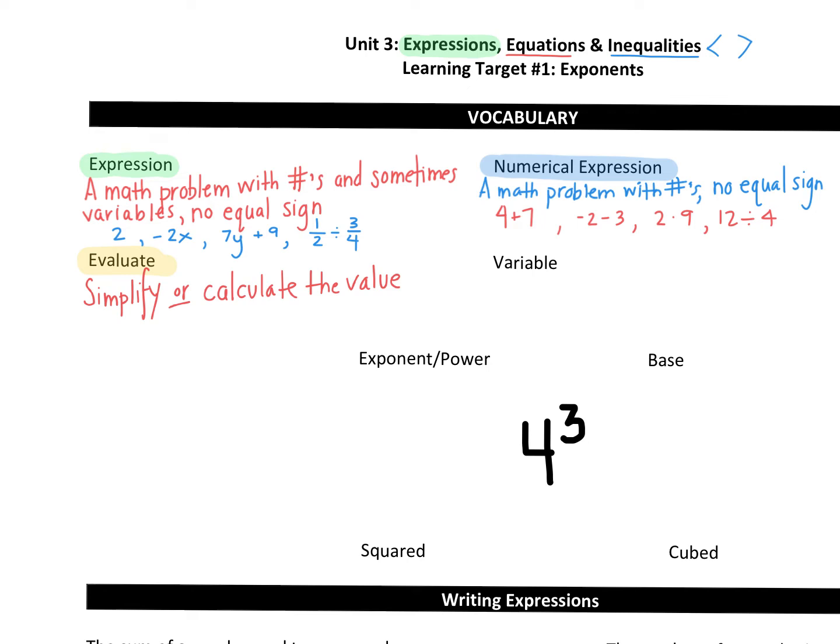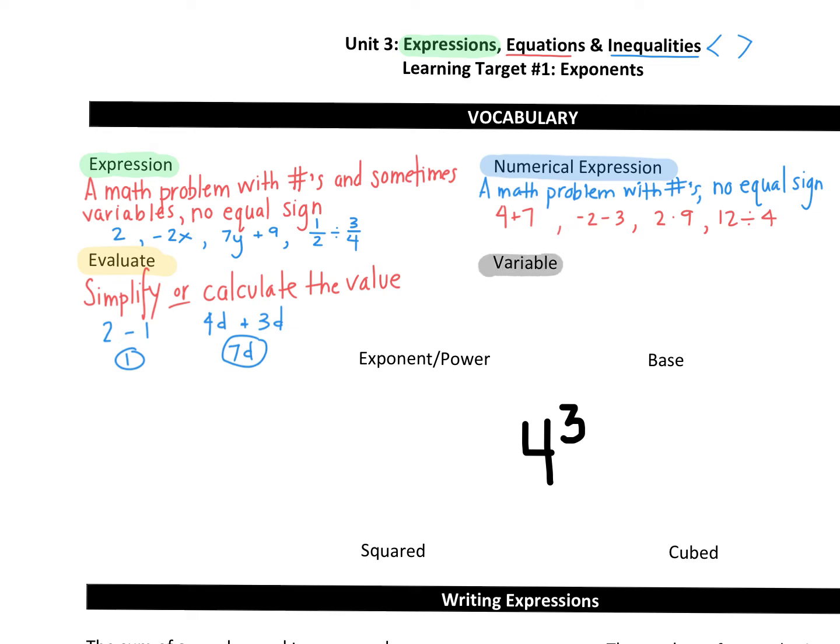For instance, 2 minus 1. If I evaluate that, that becomes a 1. Or maybe 4d plus 3d. Well, I add that together and I get 7d. So to evaluate is to either make it a little bit simpler, like the d problem, or just calculate the value, like subtracting. Okay, so to evaluate just means find an answer, basically. All right, let's keep going.